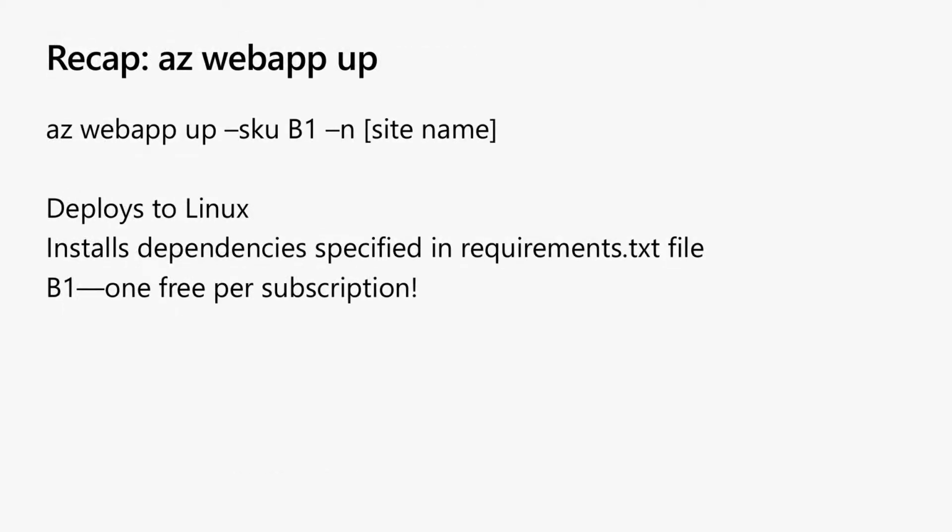And then we ran az webapp up. This deploys to Azure Web Apps for Linux. If you want a free tier of Azure Web Apps, you can pass --sku B1. That'll run it on the lowest tier. So as of Build, this is now a GA service for Python, and you get one free B1 instance from your subscription.